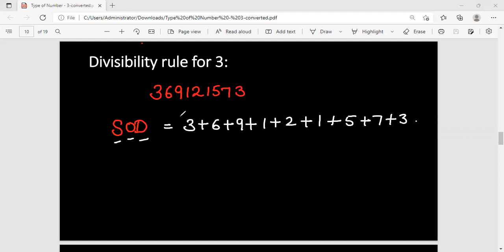Let us check. So I can do one thing: either I can add up all the digits and then check for divisibility by 3. The other, smarter solution will be what? You have to check whether this number is divisible by 3 or not.